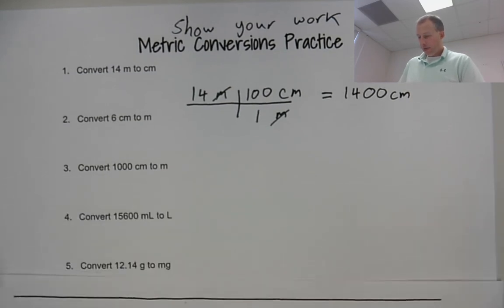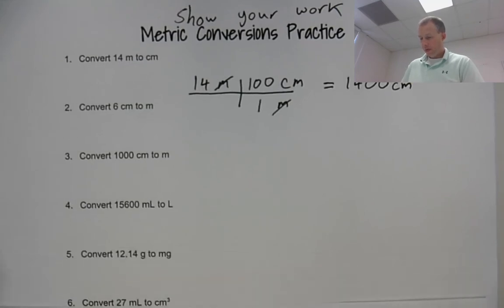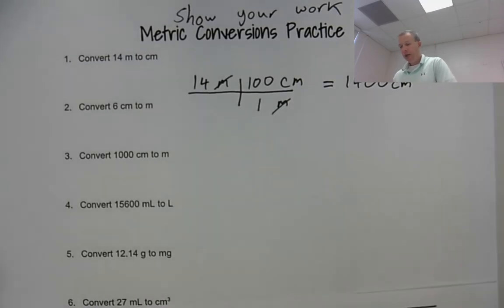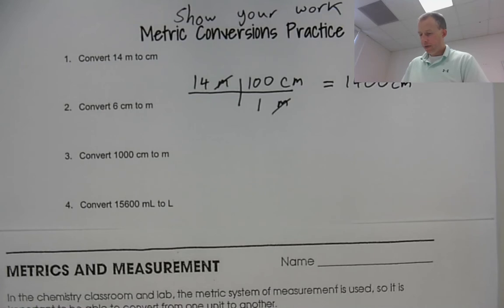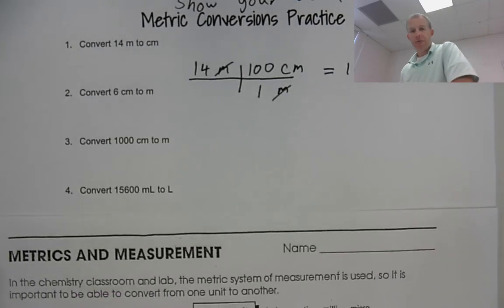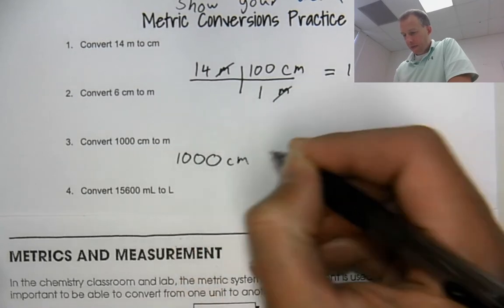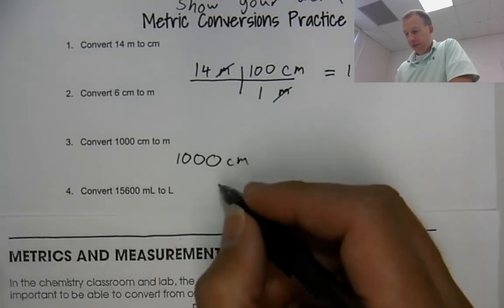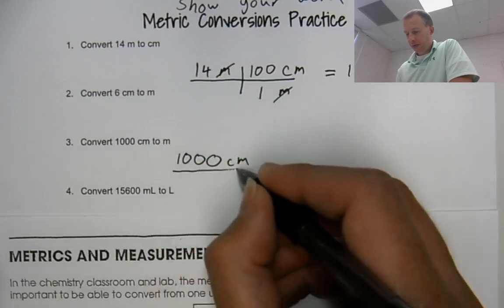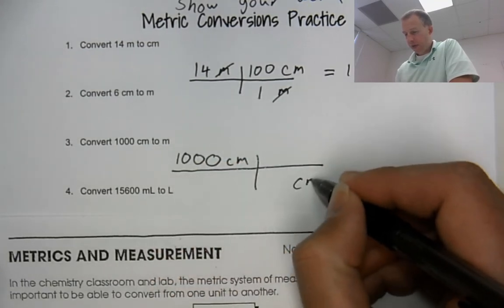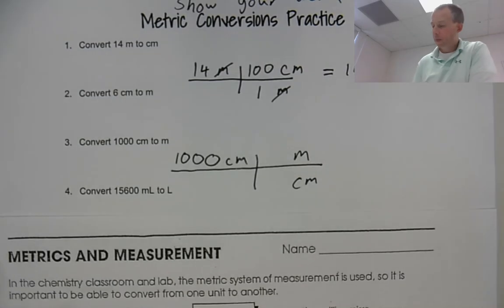Now let's do a different one. Let's find a good one. Oh yeah, we'll talk about 6 for a minute here. So now let's do 3. Why not? It's pretty simple. So let's do 3. So we're going to convert 1,000 centimeters to meters. So we're just doing the reverse of our previous conversion. So we'll do centimeters, meters.